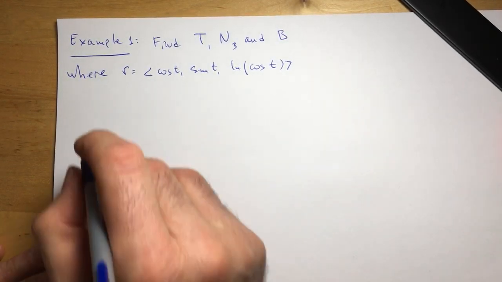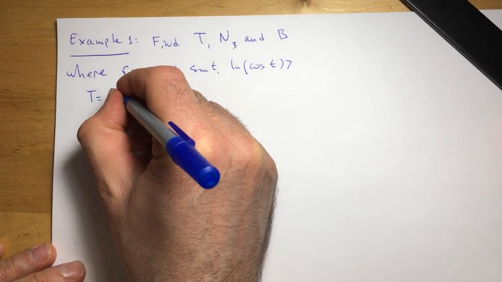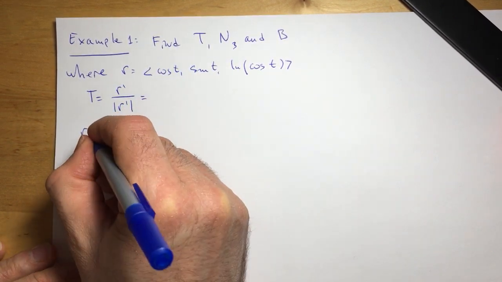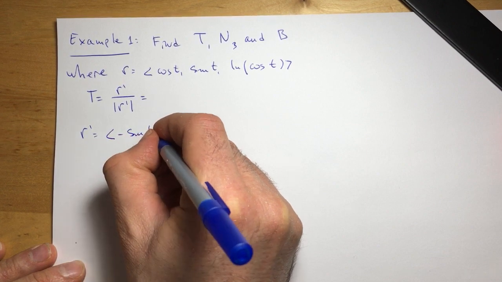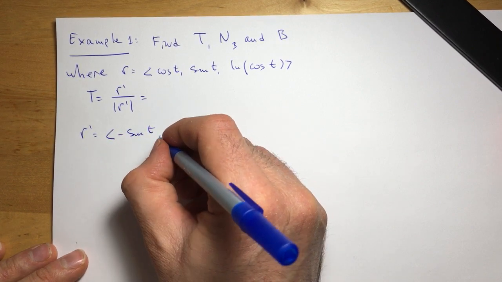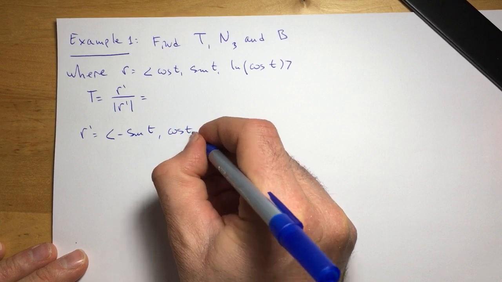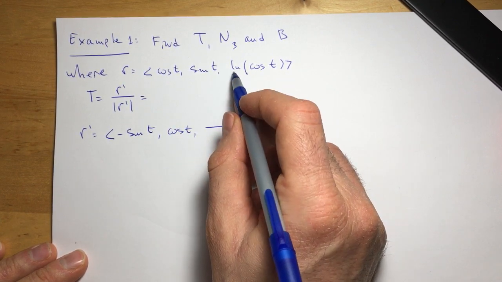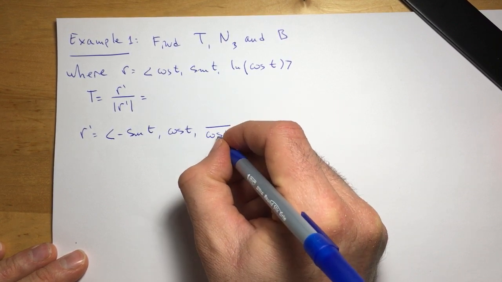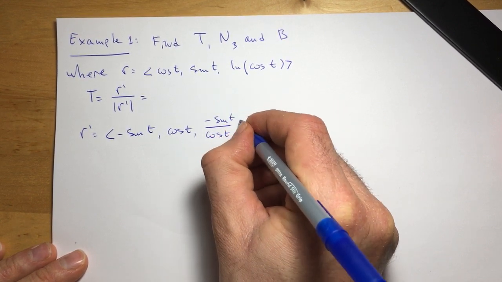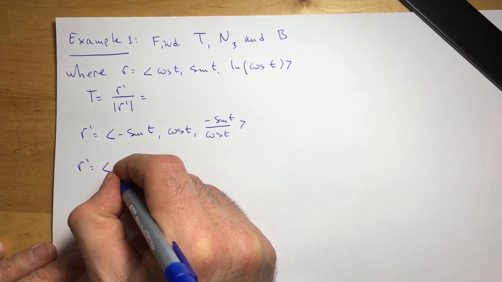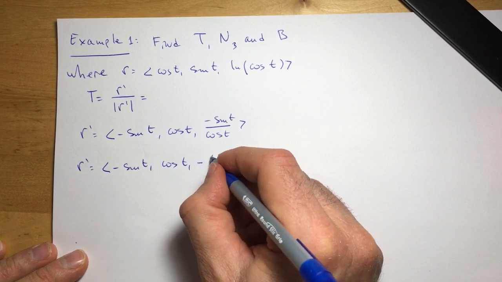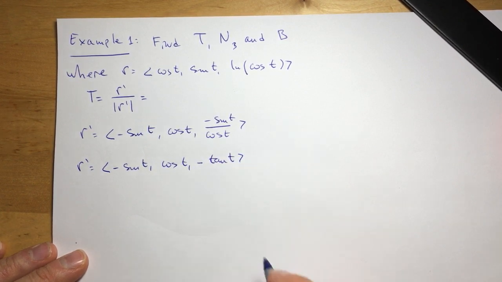Okay, so first of all, let's find T. T is R prime over the magnitude of R prime. R prime is equal to negative sine of t, cosine of t, and the derivative of ln of cosine of t is 1 over cosine of t times the derivative of cosine of t, which is negative sine of t. So R prime is equal to negative sine of t, cosine of t, negative tangent of t.